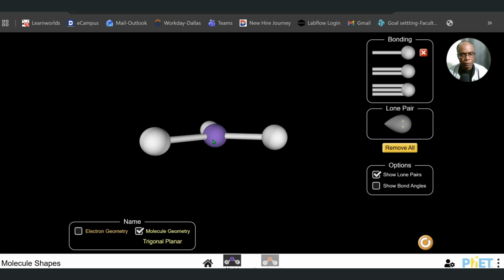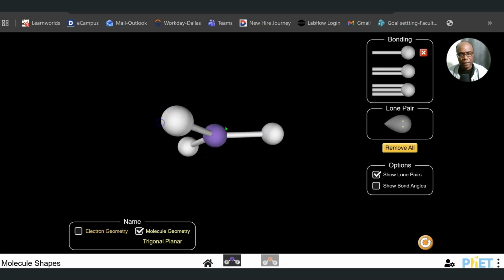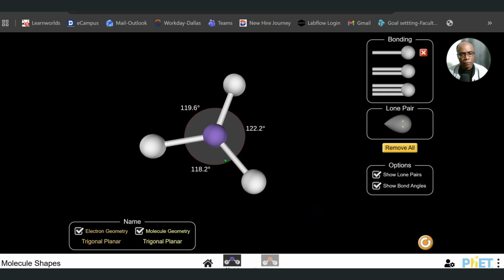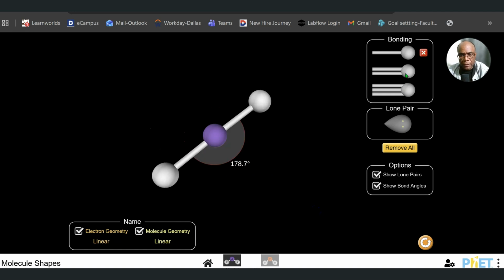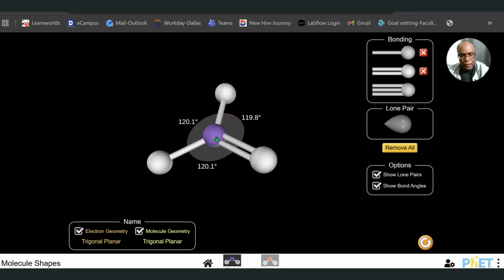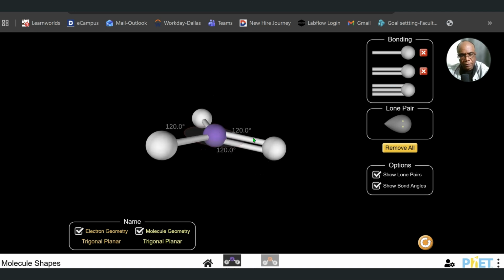And then for electronic geometry, you'll be drawing balloons on these bonds. There's no lone pair, so those 3 balloons will be tied on the surface. So it's still going to be planar. The tips of the balloons will give you a triangle, so still trigonal planar. And the bond angle is roughly 120 degrees.